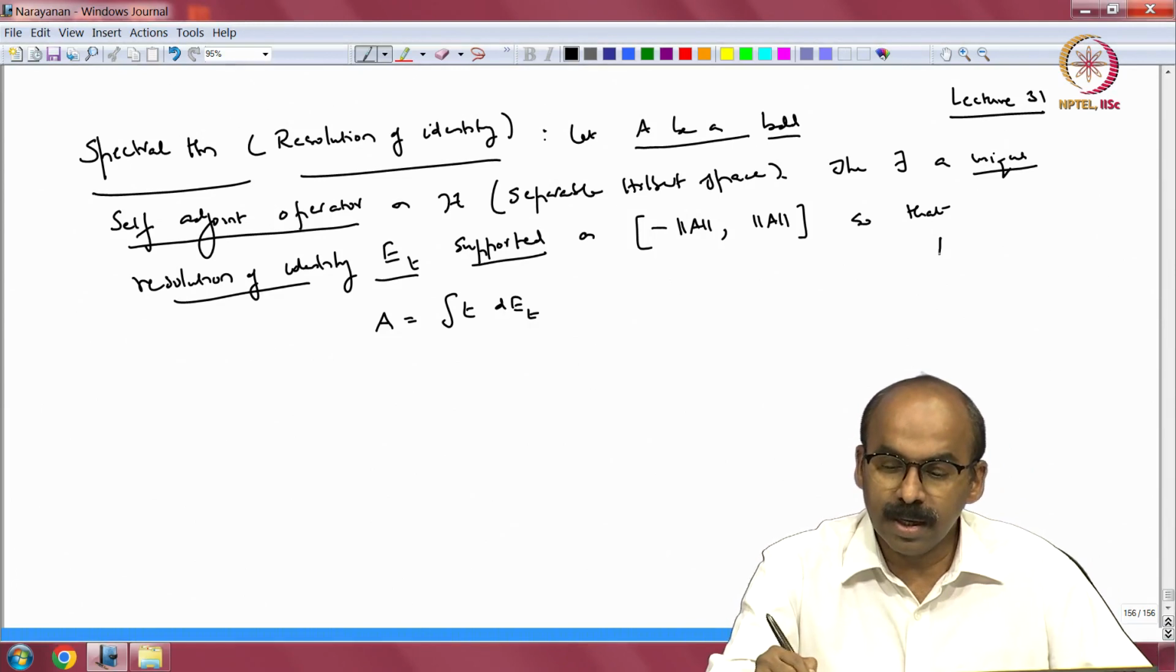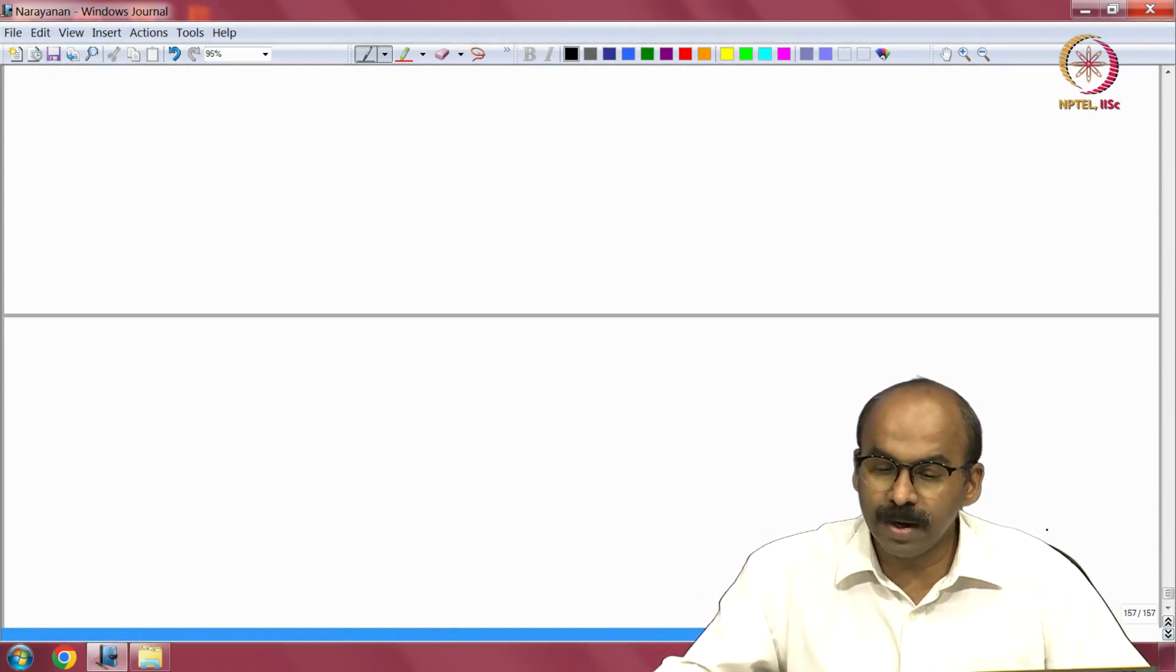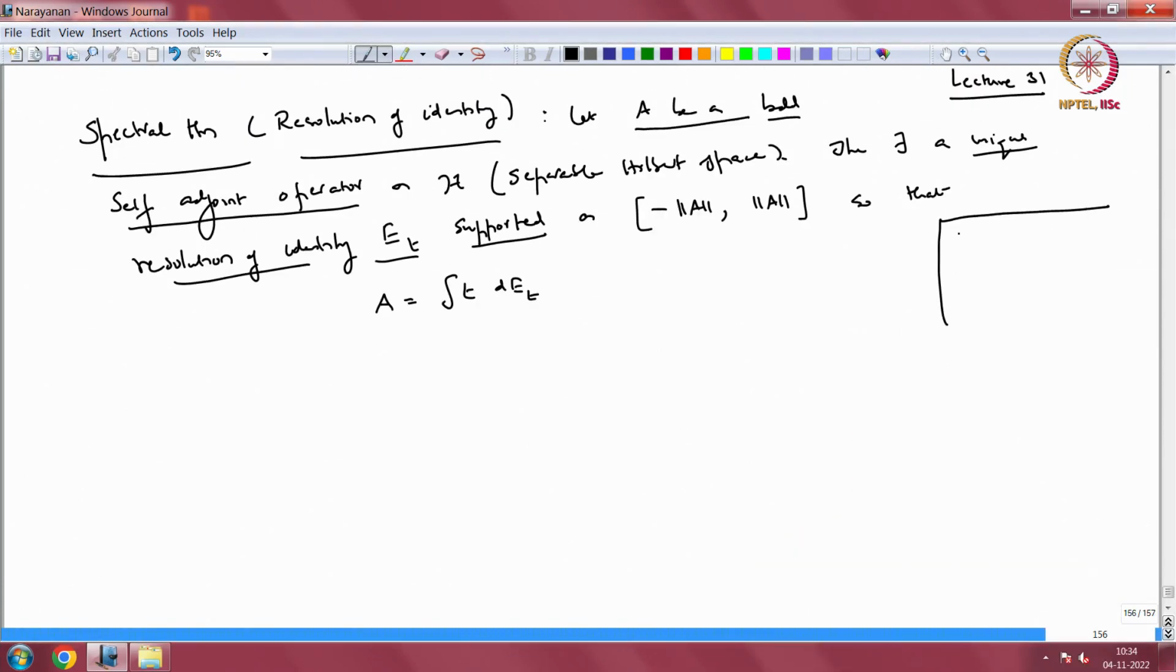So, the assertion here is that if I take a resolution of identity. Recall that if I take a continuous function in this interval minus norm A to norm A, where the resolution of identity is supported, we know how to define an operator corresponding to f. We have defined the integral of f dE, starting from Riemann sums and all that, and in our notation it was phi of f.